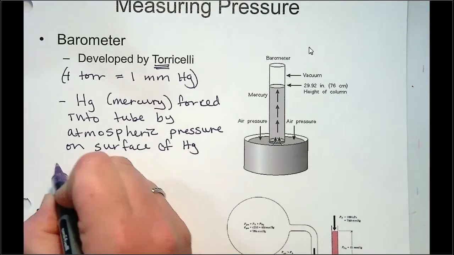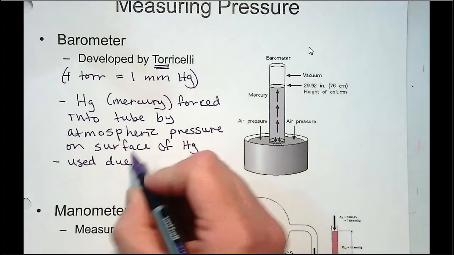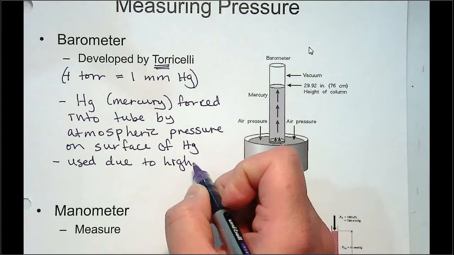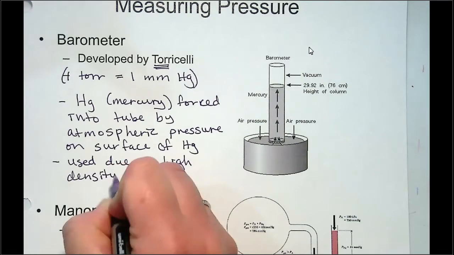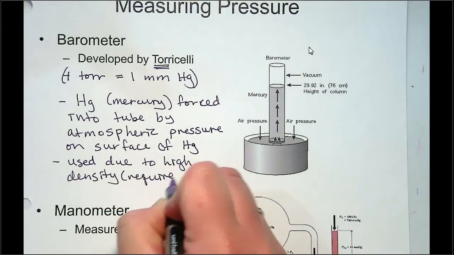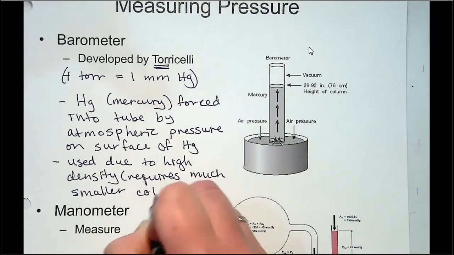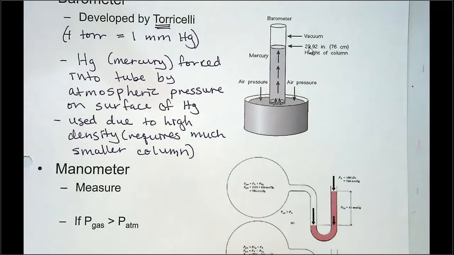So the reason why we used mercury is because its density is about 13 grams per centimeter cubed, which is about 13.6 times higher than water. So because it's so dense, it requires a much smaller column. So kind of dangerous, but smart. We don't really use mercury for anything anymore. We have other measuring devices, but that's where it comes from. So that's where units of millimeters of mercury and torr come from, and that's why they're used interchangeably.